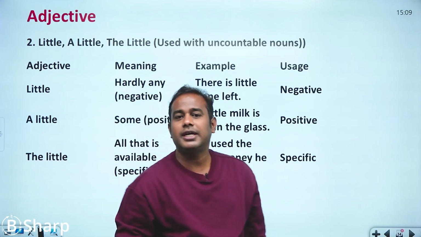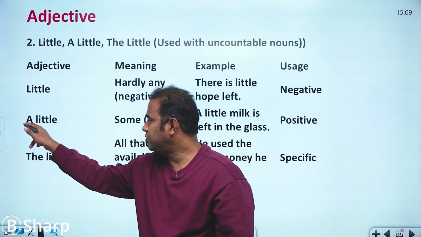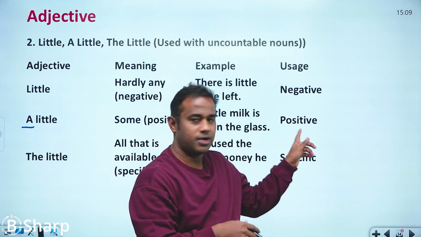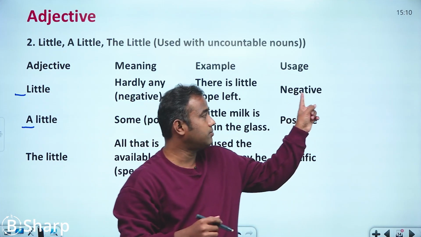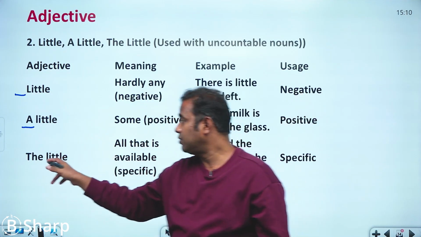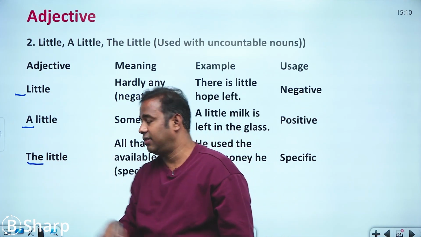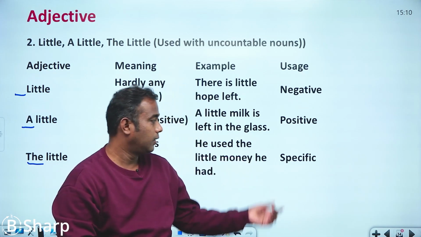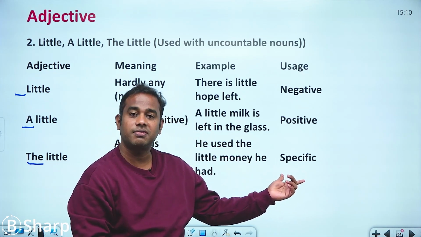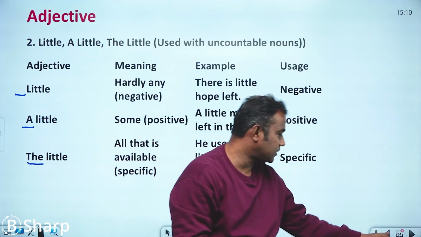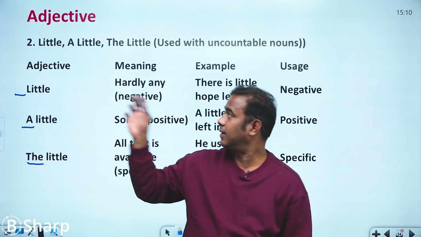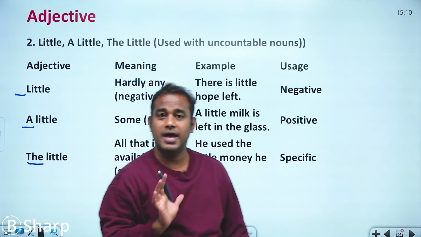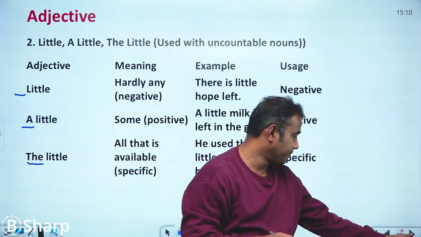Okay, so here also same thing. If you use a, the sentence becomes positive. If you do not use anything in front of the little, it becomes negative. If you use the article the in front of the little, then you are talking about a specific thing. Okay, so same as before. Few, little, also same meaning. Okay, they are like complementary.